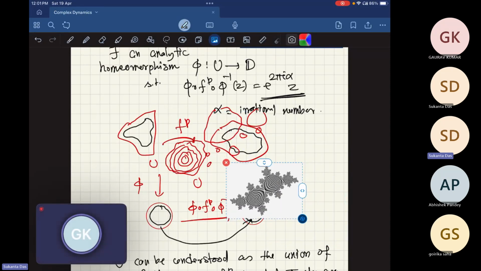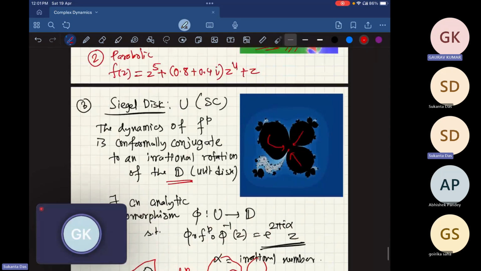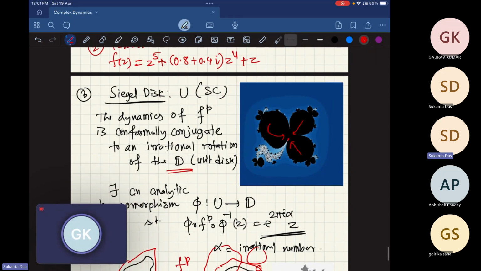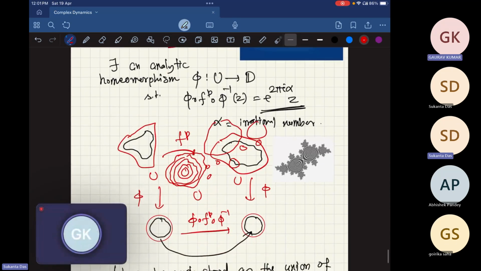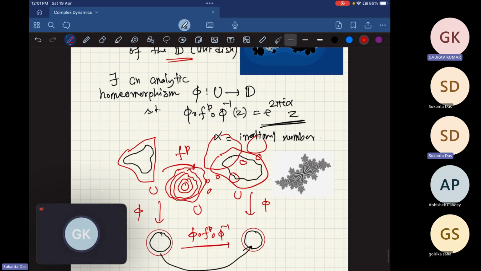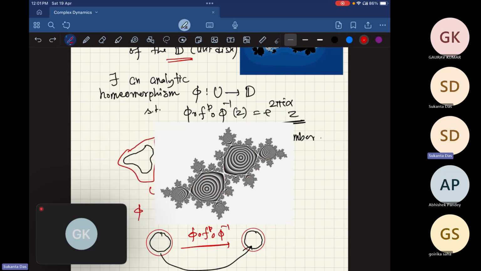I have a quick question. Are Siegel disks or Herman rings always bounded, or can they be unbounded? No, we cannot say anything about boundedness. It is not necessarily bounded. Okay, so we cannot say anything. Yes, fine.